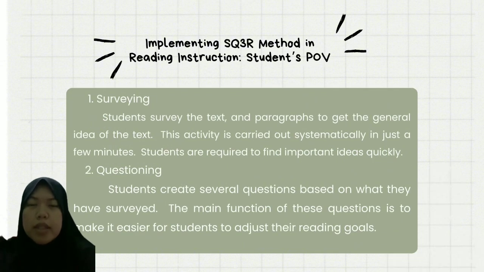Okay, next, implementing the SQ3R method in reading instruction, from the students' point of view. First, surveying. This is a process where students read a text or paragraph to quickly get the general idea of the text. The goal is to find important ideas in a short time.